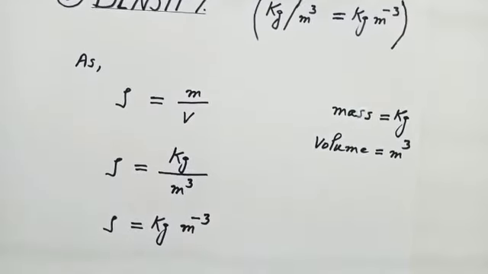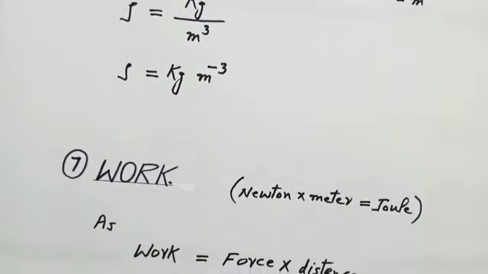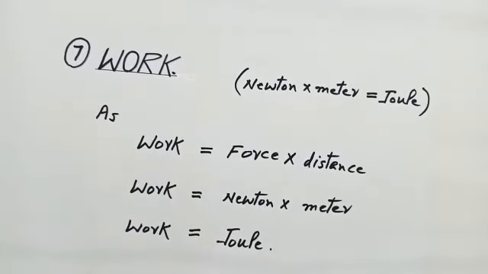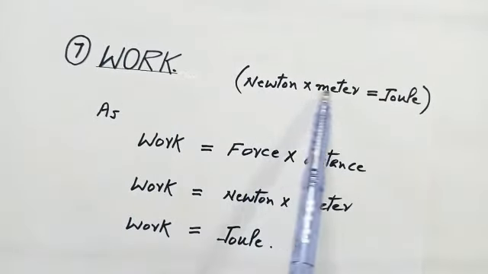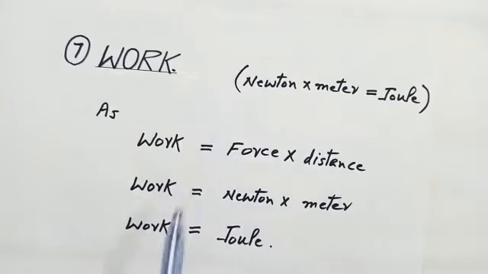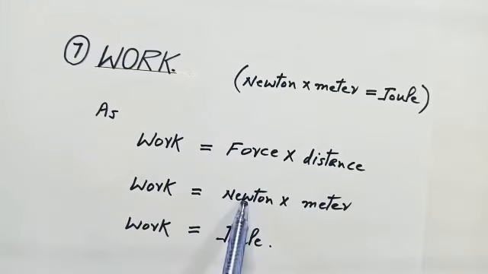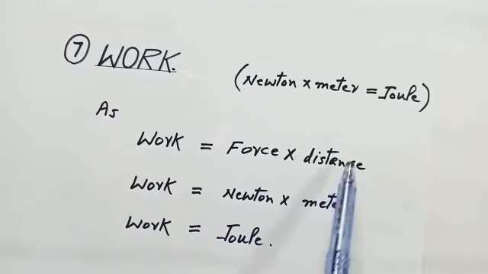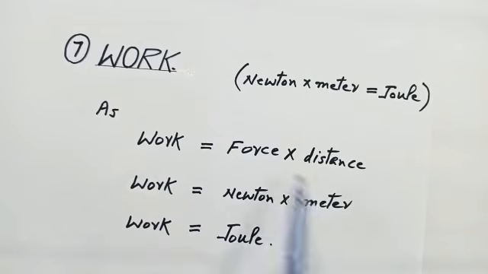Next example is work. Work is a derived quantity. Its unit is Newton meter, and this Newton meter is called joule. How do we get it? The equation of work is force into distance. The unit of force is Newton and the unit of distance is meter. So this Newton into meter is the derived unit of work. We get this from this equation.